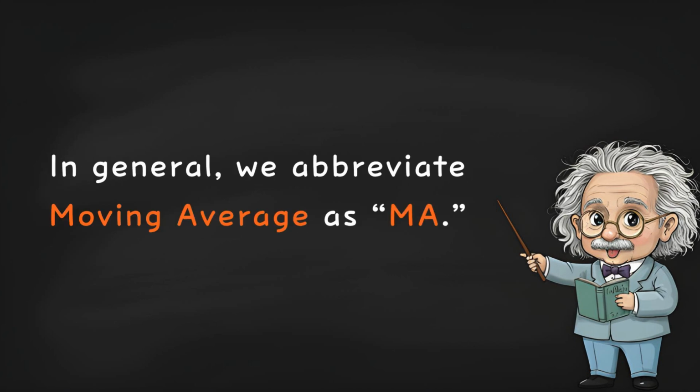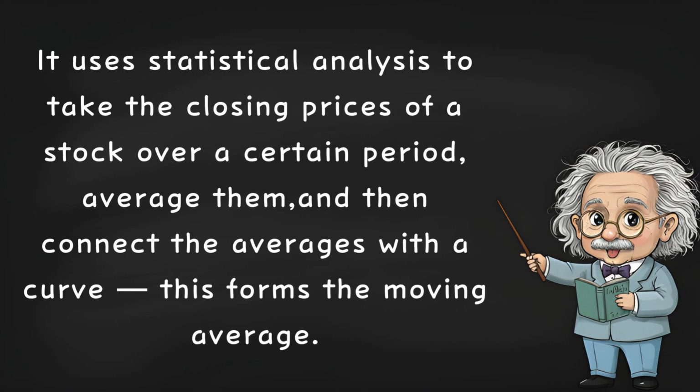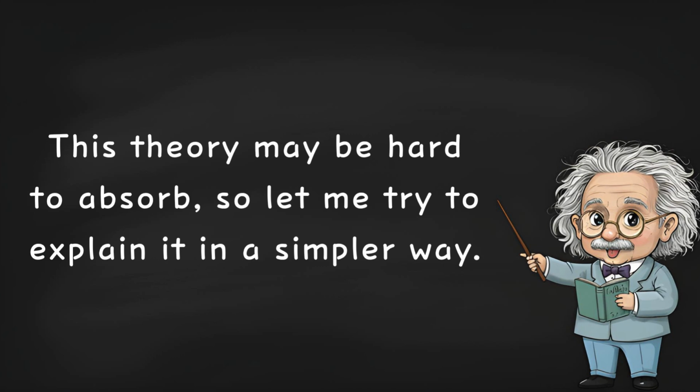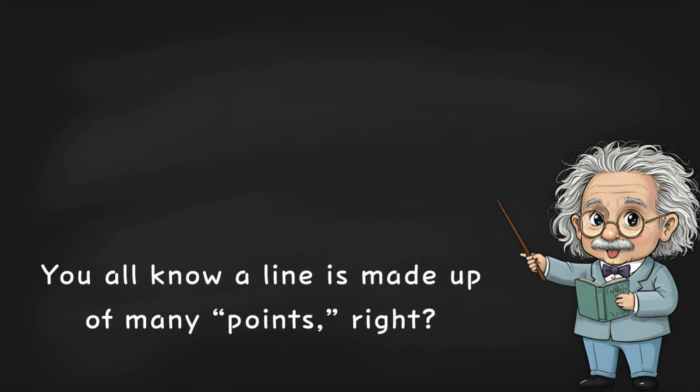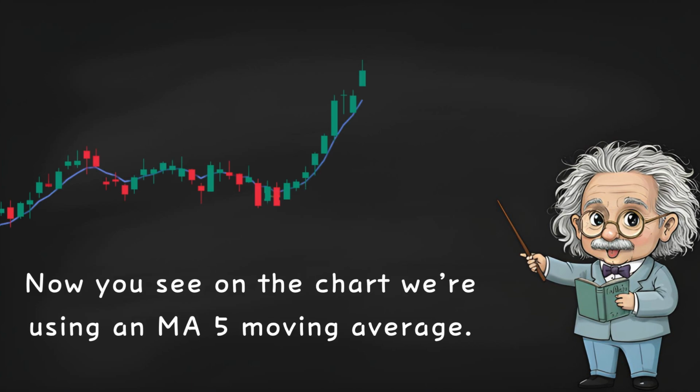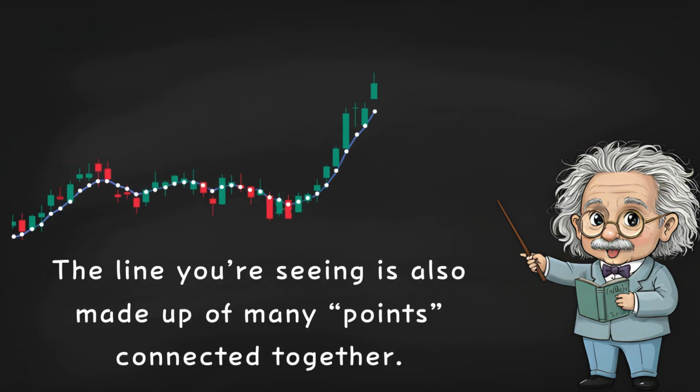In general, we abbreviate moving average as MA. It uses statistical analysis to take the closing prices of a stock over a certain period, average them, and then connect the averages with a curve. This forms the moving average. This theory may be hard to absorb, so let me try to explain it in a simpler way. You all know a line is made up of many points, right? Now you see on the chart, we're using an MA5 moving average.